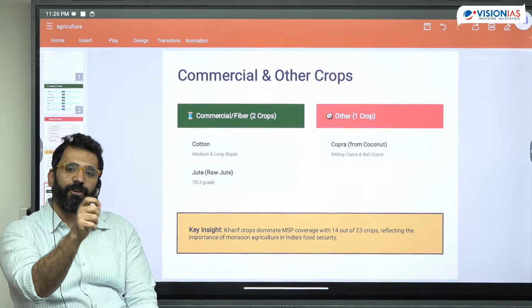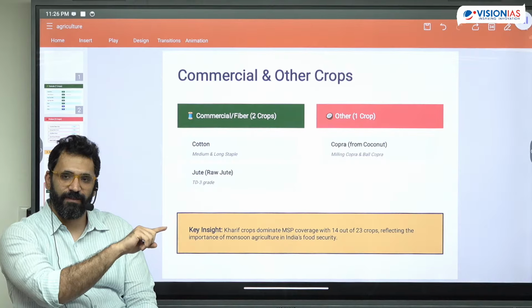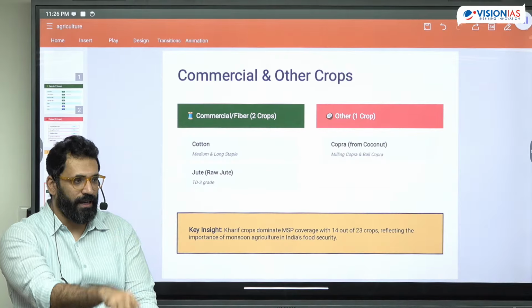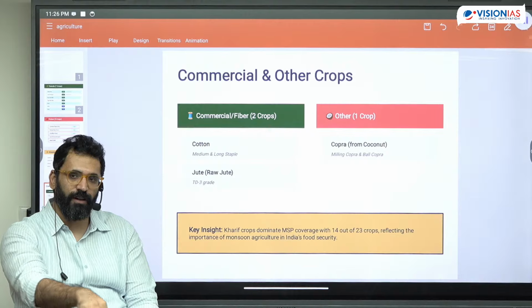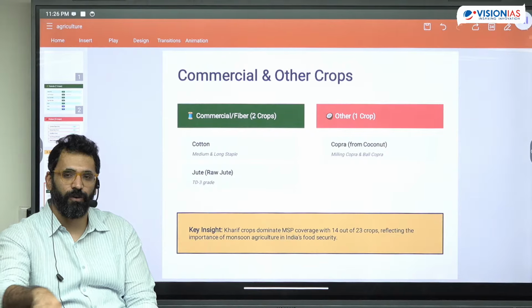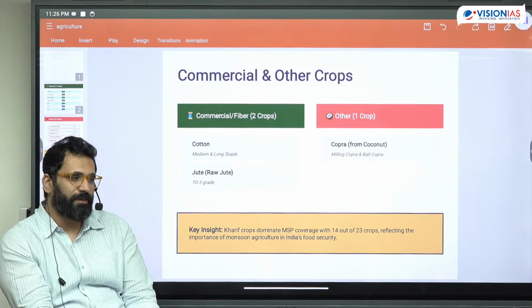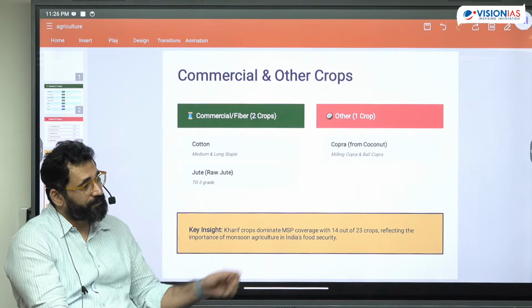And if I count coconut oil, largest producer is Philippines. Coconut, largest producer is Thailand. By number, coconut producer is India. Some of the crops which have been talked a lot in the news.